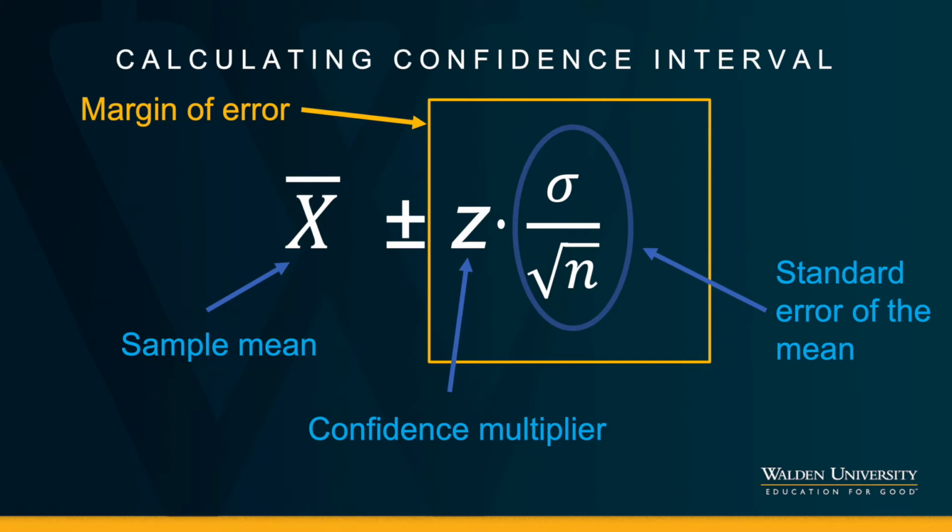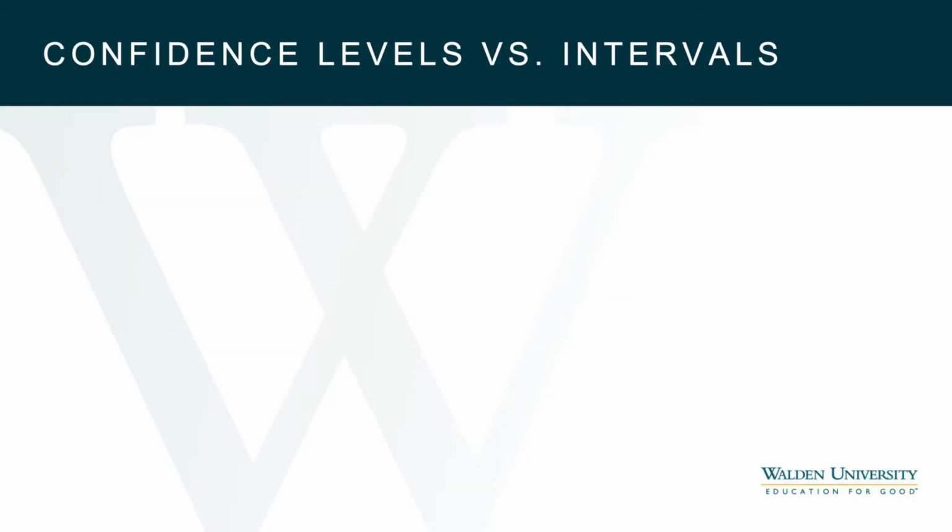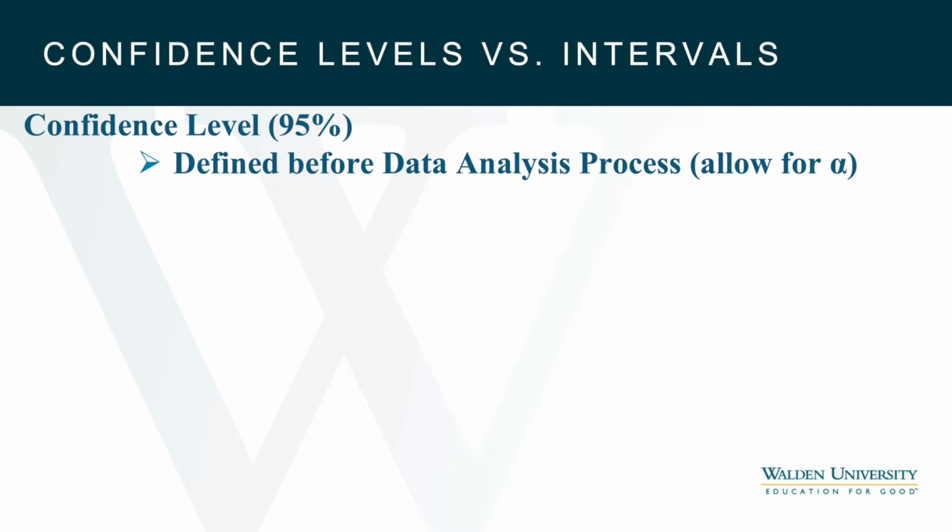Now I want to explain a couple of words here and how we use them in statistics. I will share with you that different statistics books might talk differently about confidence levels versus intervals and their interpretation, so I can only share with you how I was taught. When I set the confidence level at 95%, I will define that before I start the data analysis process.